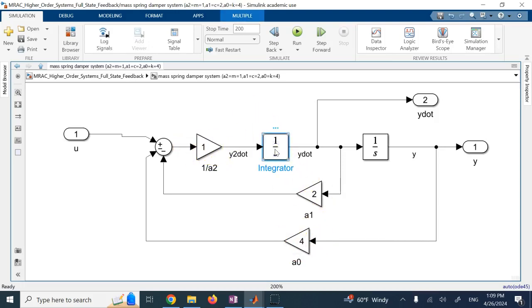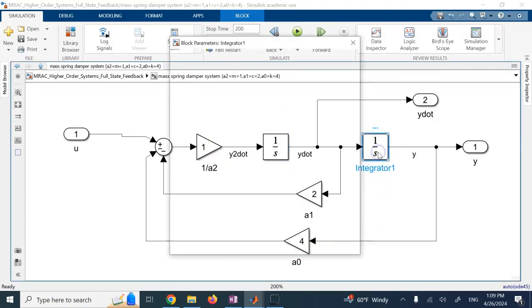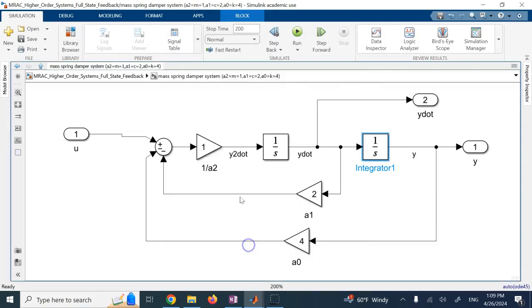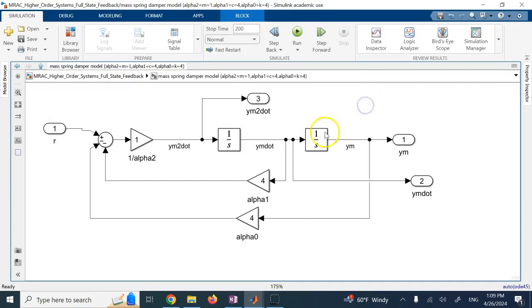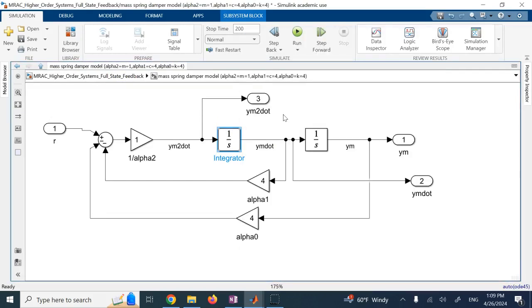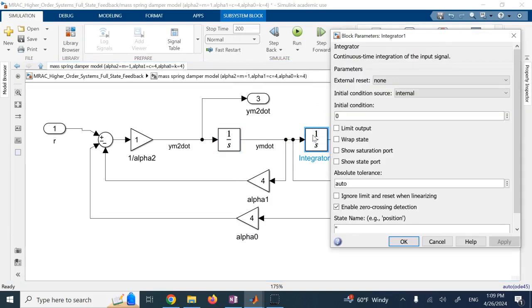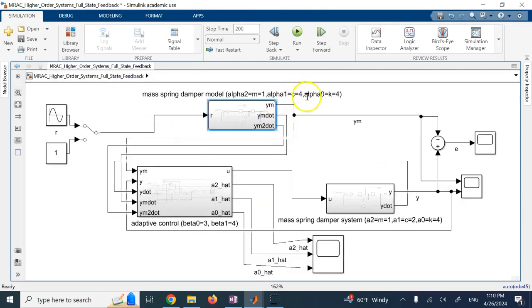For the initial condition, both on system and model, we're going to use 0. But it really doesn't matter if the initial conditions of the system and the model are different. Still, it is going to converge. So here I use 0 and 0, but if you want, I can change them a little bit. Make this 0.1, make this maybe 0.4 or something. So the initial conditions of them don't have to be the same. The alphas, the parameters of the model, are different. They are 1, 4, and 4.